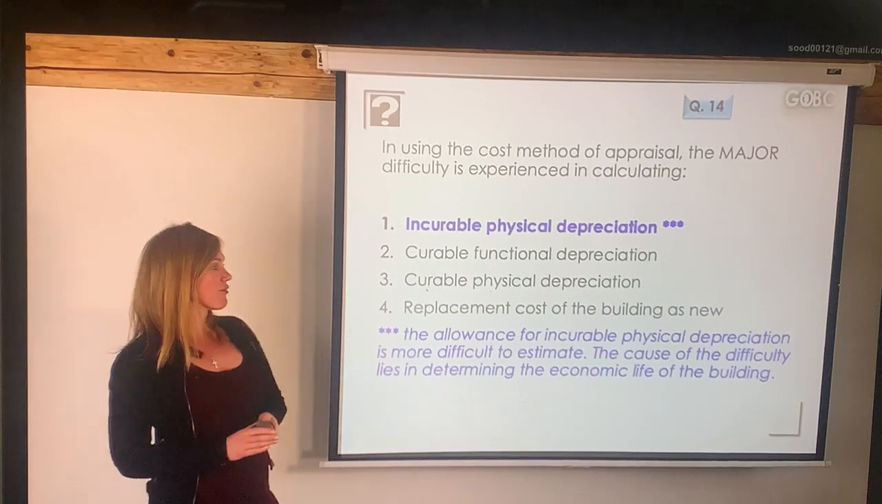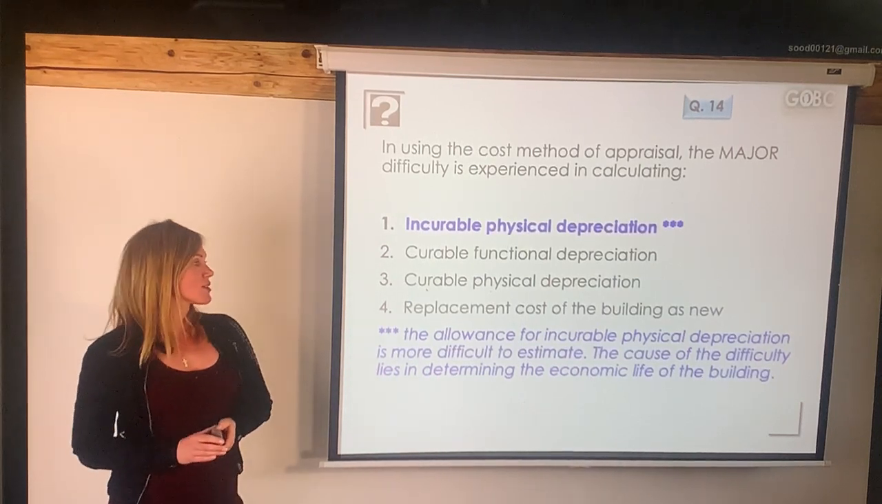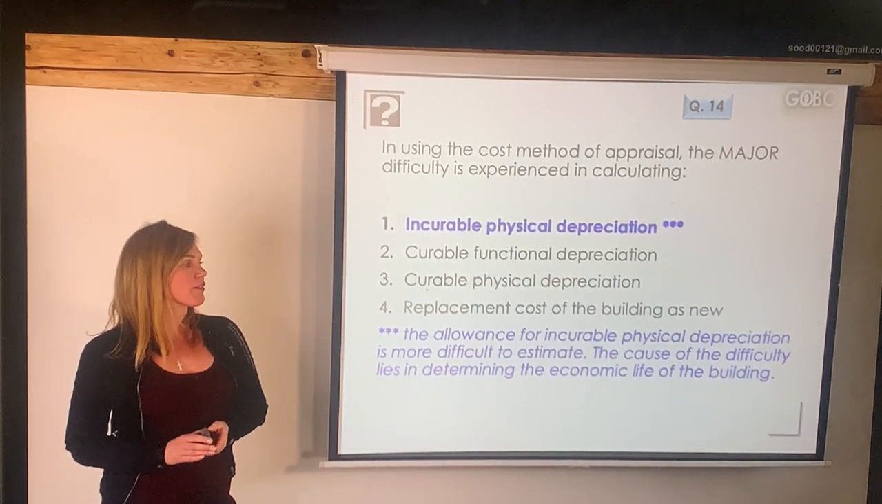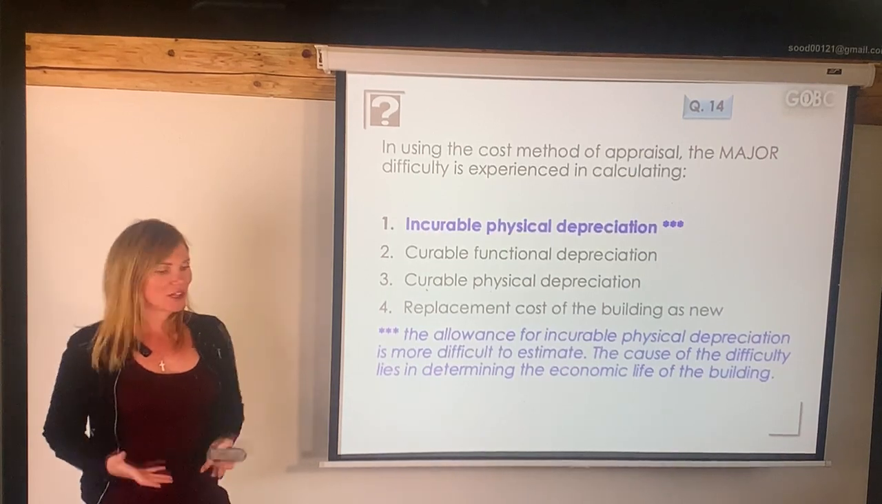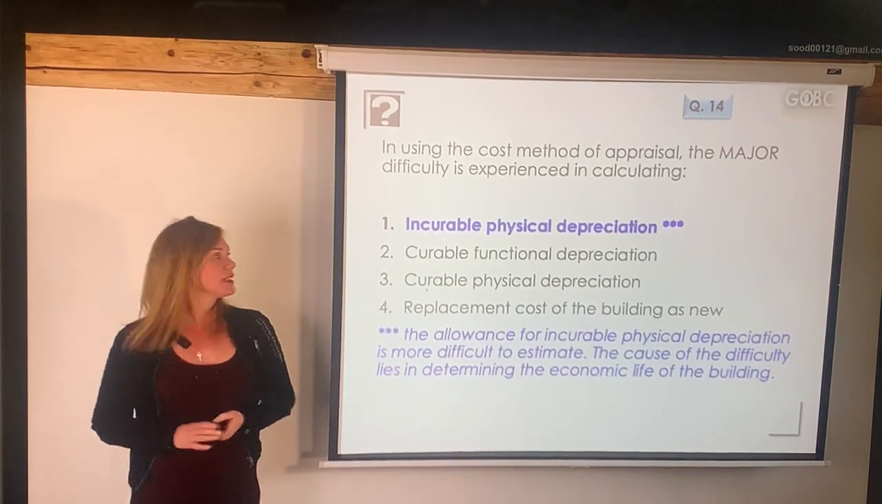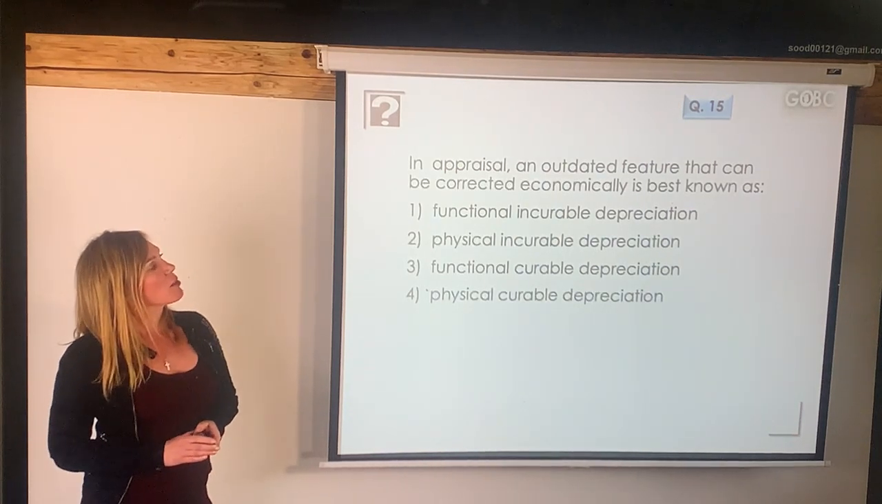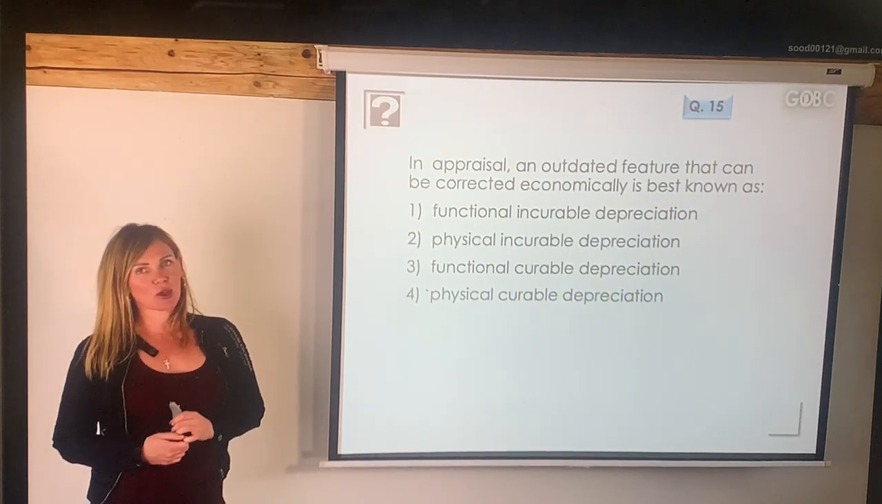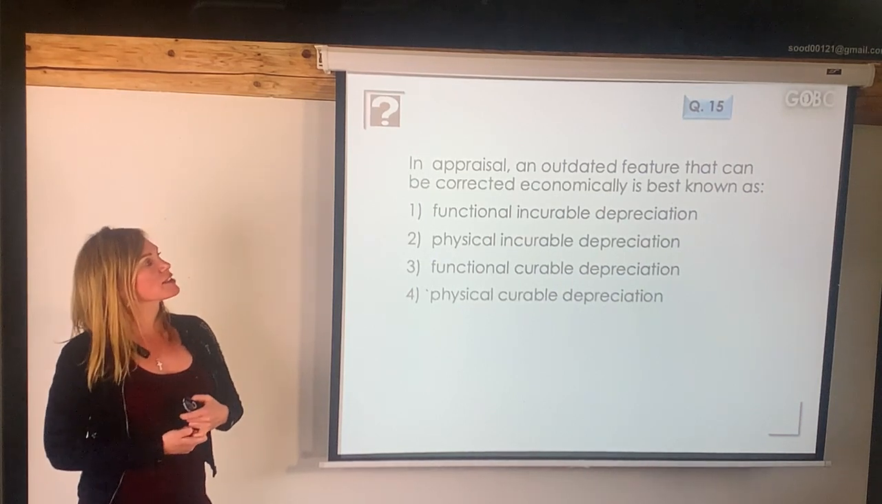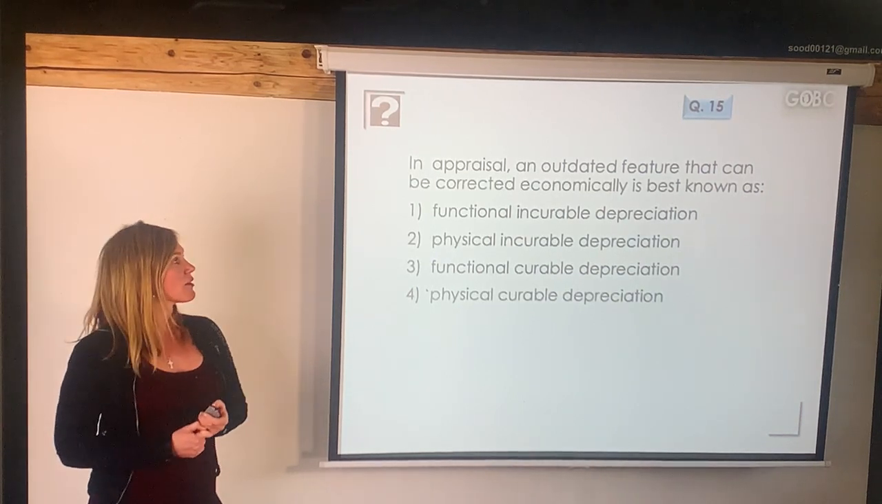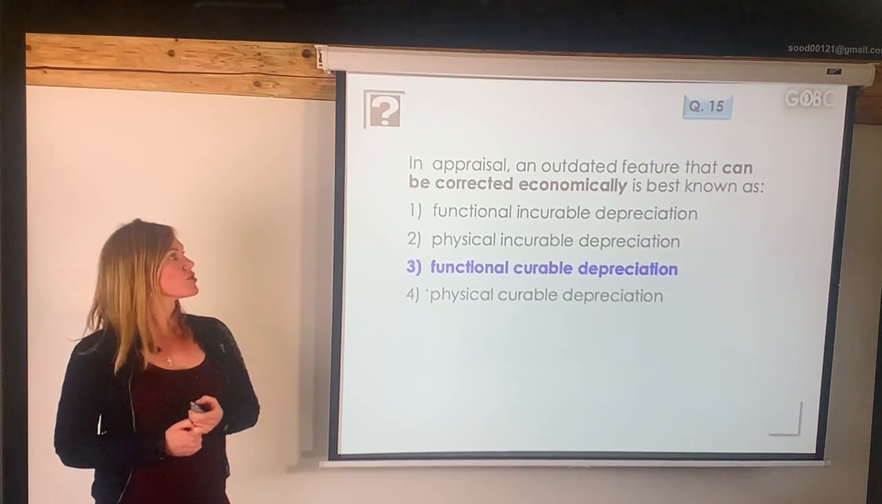They say the allowance for incurable physical depreciation is more difficult to estimate. The cause of the difficulty lies in determining the economic life of the building. You just don't know how long it's going to last, right? Sloping floors are a major problem. Question 15, in appraisal, the outdated feature that can be corrected economically is best known as what? If it's outdated, outmoded, something functional that can be corrected economically, meaning it could be fixed, how do you call it? Functional and curable. Good job.